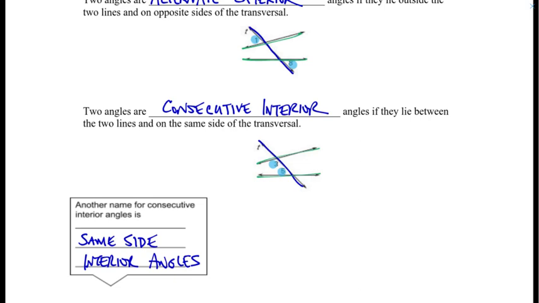Now, one other angle relationship that we don't talk about often is consecutive exterior or same side exterior angles. So those would be very similar on the same side of the transversal, just on the outside of our two lines that the transversal is cutting through.